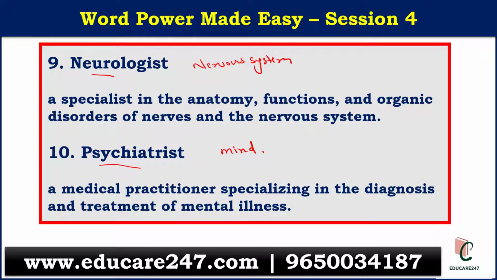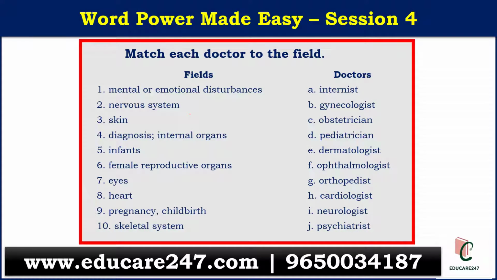So actually now we could straight away move to our exercises. Our first exercise is going to be a match the column where we have 10 fields and the doctors relating to them. So let's begin. You could actually pause the video and try it on your own and then see the solutions. I'll start now. The first one is mental or emotional disturbances. Someone who treats mental or emotional means basically relating to the mind, so he's going to be a psychiatrist.